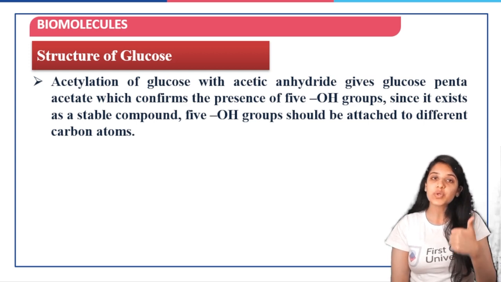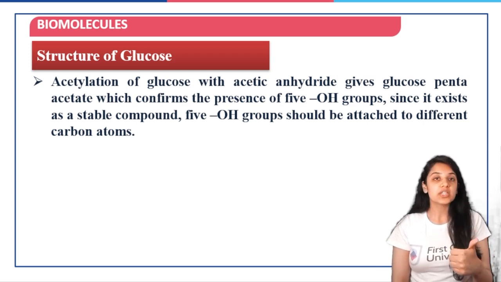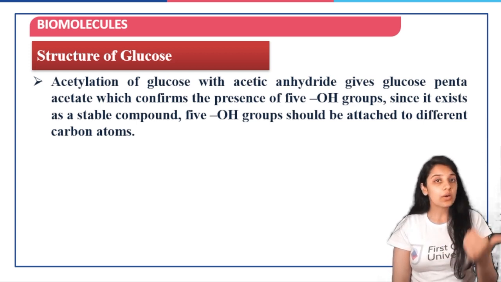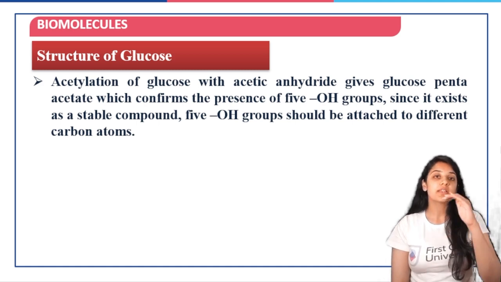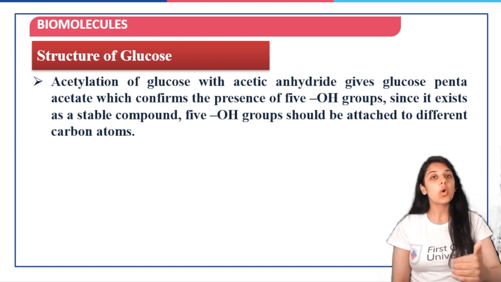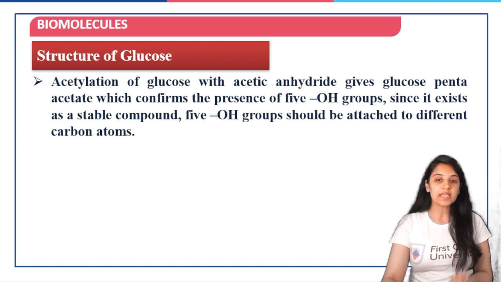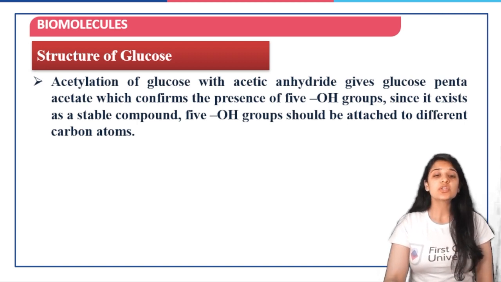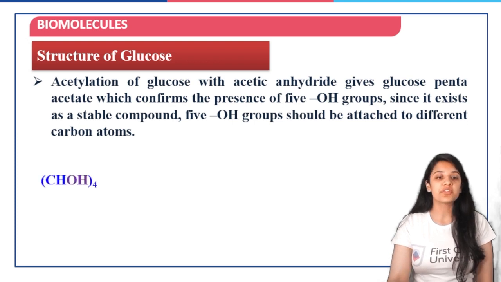The last one we have already identified is actually a primary alcohol. Now, there are 4 others left. That means the 4 carbon atoms, apart from the one which is CHO, will all have an OH group each. Okay, so 5 OH groups should be attached to different carbon atoms.